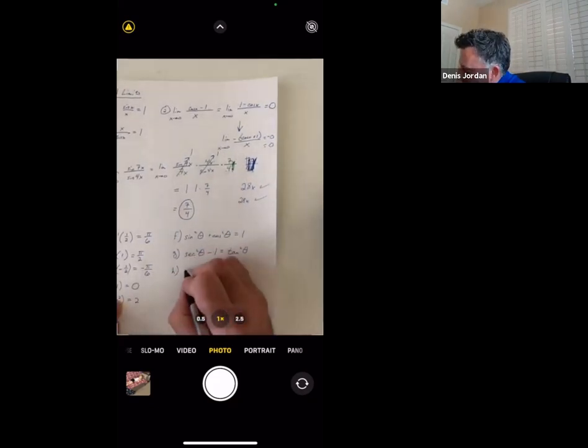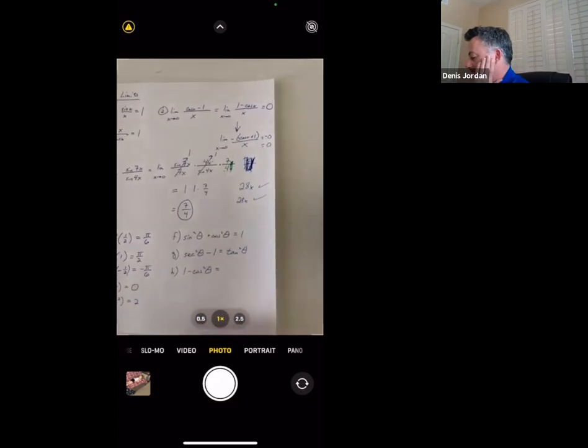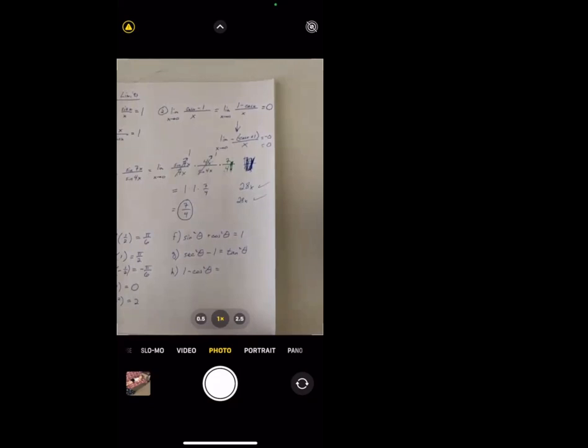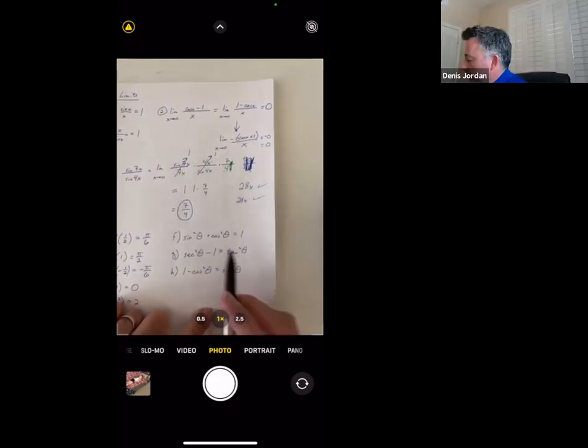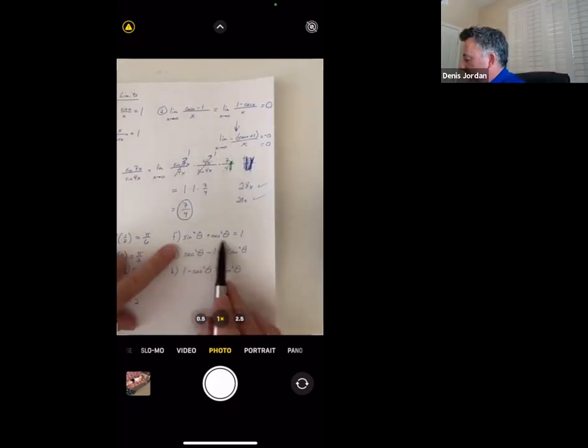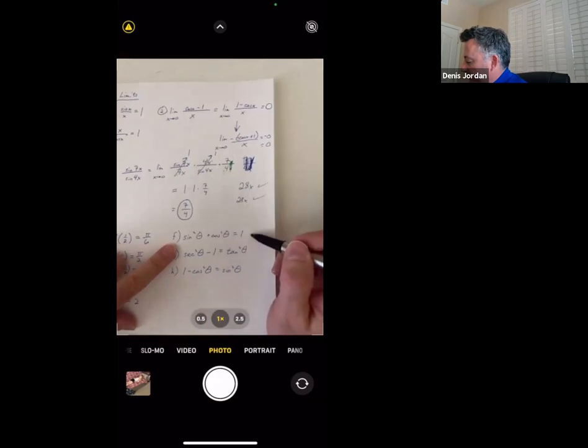So for example, if you had 1 minus cosine squared, that's not a direct Pythagorean identity either, but you can still use it and get what as an answer? Sine squared. Sine squared. Because all you've done is taken this equation here and moved the cosine squared over to the right side.